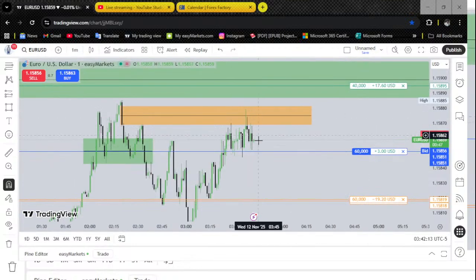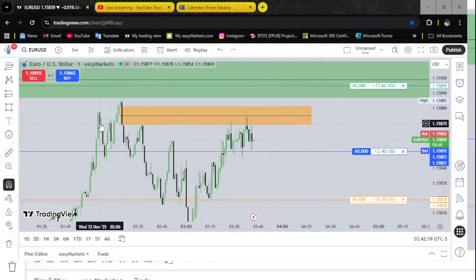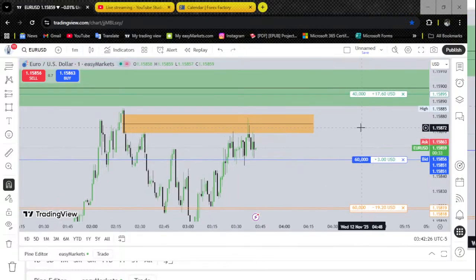It's consolidating within this range. I always use inversion fair value gap this color. Hope you know what color this is. Orange.